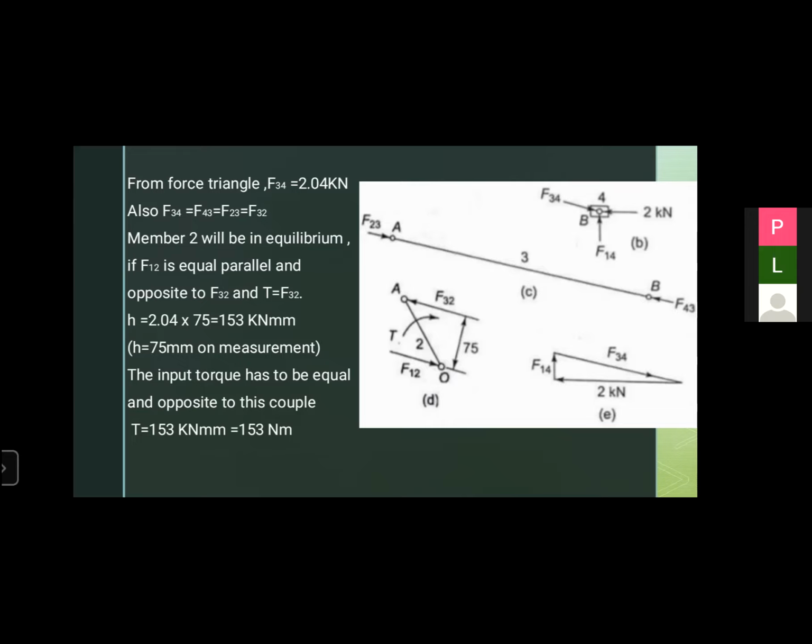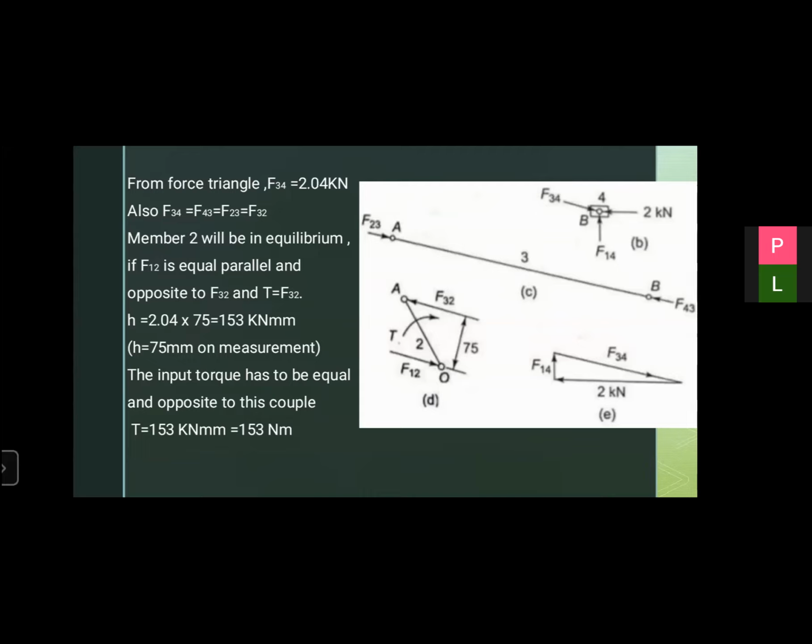So member 2 will be in equilibrium if F12 is equal, parallel and opposite to F32. So we know that the F12 force in link 2 will be in equilibrium only if it is equal, parallel and opposite to F32. We have found that the value of F32 is equal to 2.04 kilonewton. When I substitute the value, F12 becomes 2.04 kilonewton. And h is given as 75 millimeter. So we can easily find the input torque.